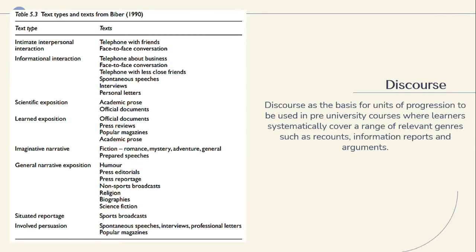And then the discourse. Discourse can be the basis for units of progression to be used in pre-university courses when learners systematically cover a range of relevant genres such as recounts, information reports, and arguments. Table 5.3 contains Biber's text types, and this may serve as a simple checklist for a course. And Biber 1990 also describes the grammatical features that cluster in these various groups.